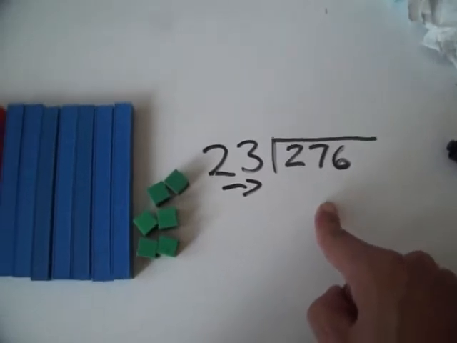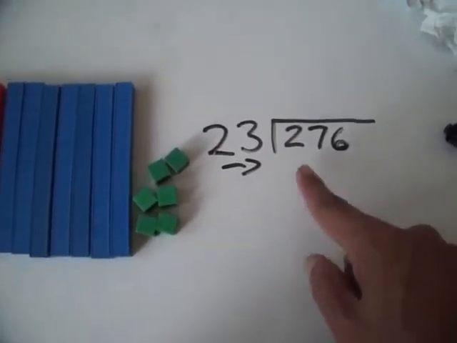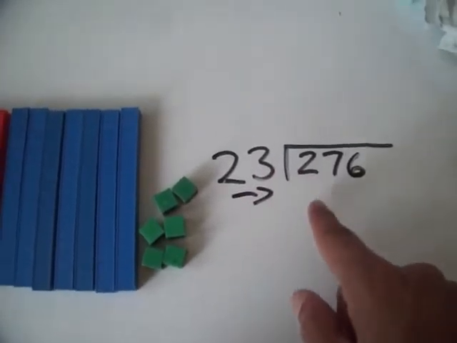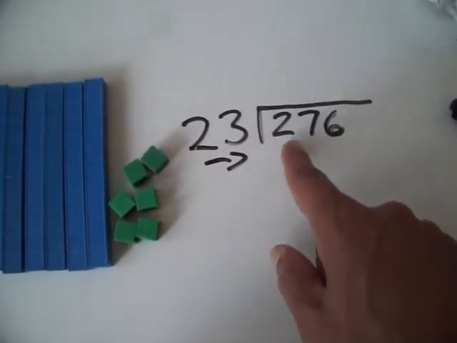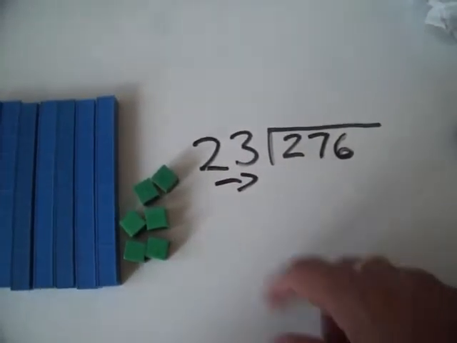276 delicious, smelly cinnamon rolls. You know how the cinnamon rolls smell when they're baking and so forth. How many does each kid get if there's 276 cinnamon rolls and there's 23 students and we want to divide them up equally? Well, the lady's going to be even smart.